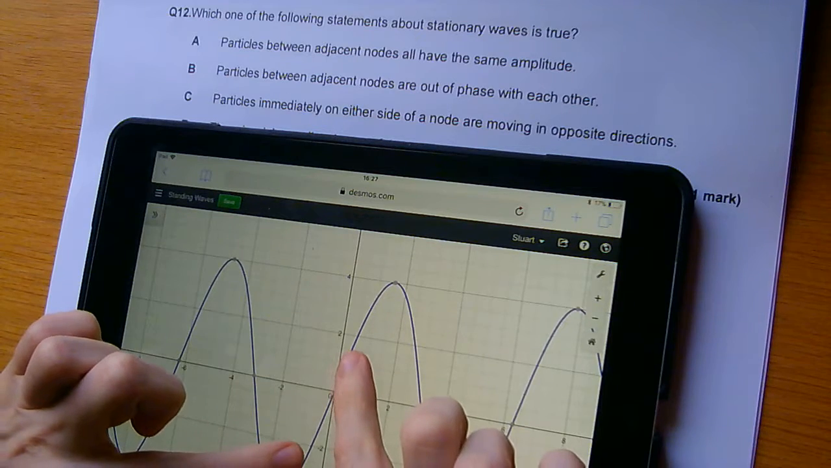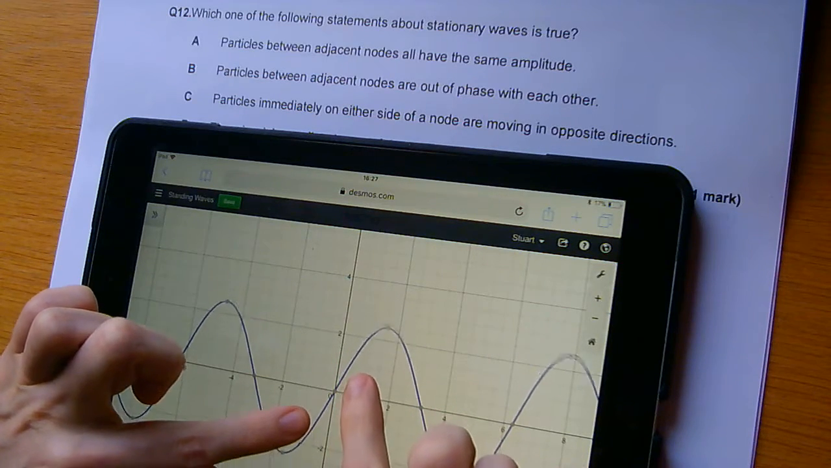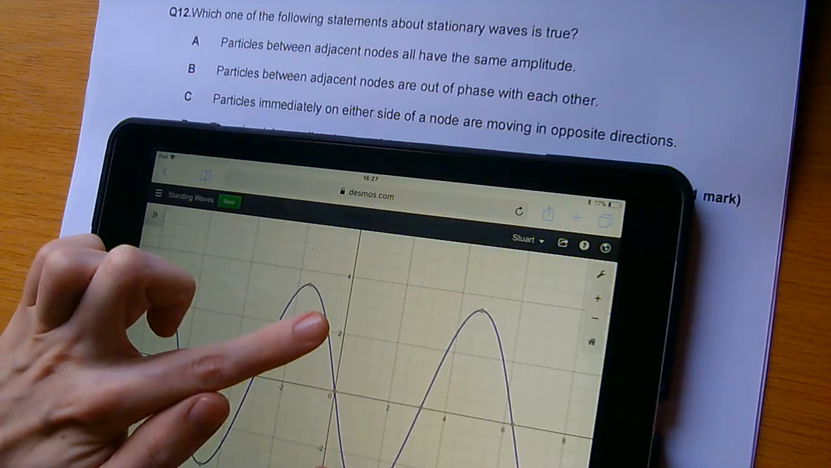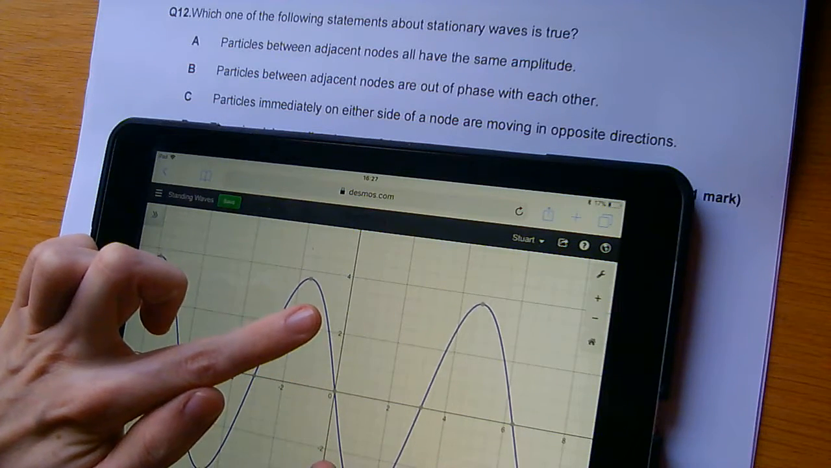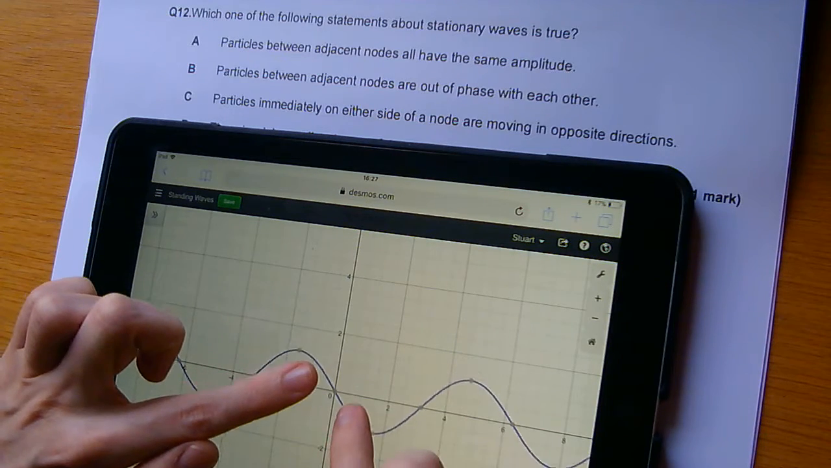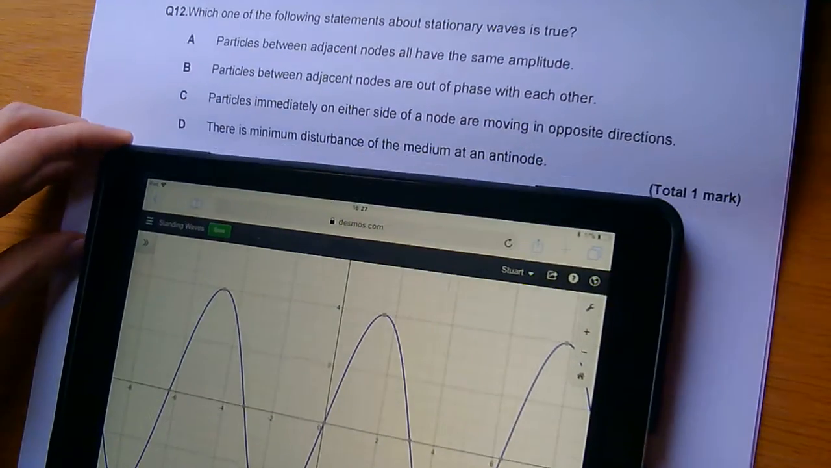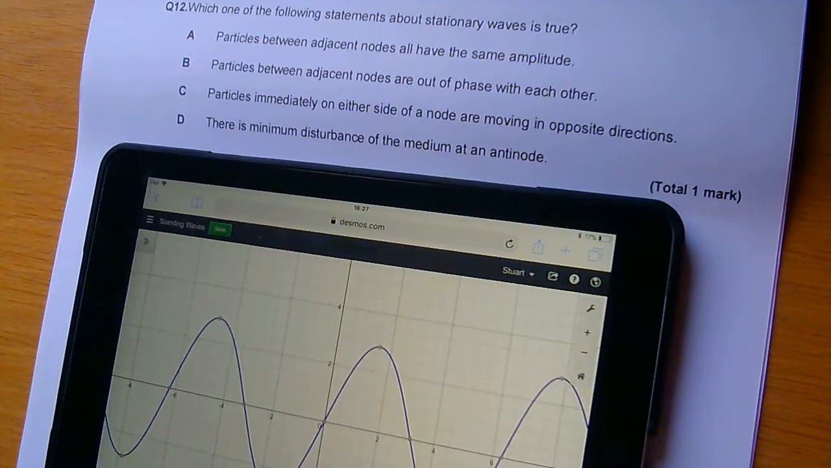Particles immediately on either side of a node are moving in opposite directions. Well, you can just see straight away that that is going to be true. These are two particles that I'm just pointing at here. As one goes up, the other goes down, and vice versa. You can see them going like that. So it's got to be C for 12.